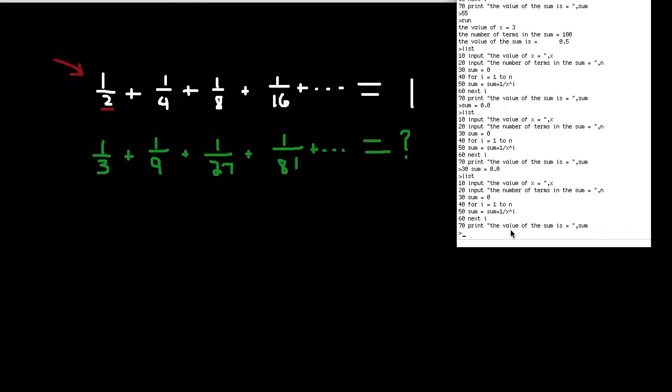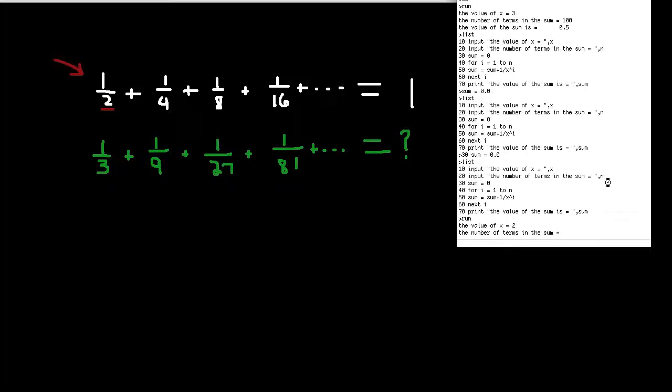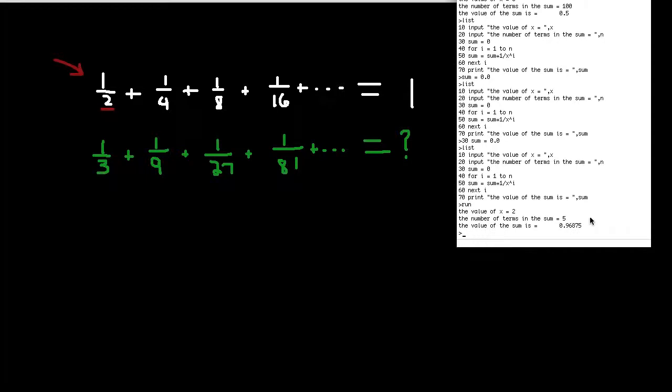So, let me run that code for you again here. I'll put run and input the value of x. We'll say 2. Okay, number of terms in the sum, let's say 5. And it comes out to 0.96875, close to 1. As I say, good enough for government work. Okay, so that's summing up the first 5 terms of this sum, not quite equal to 1.